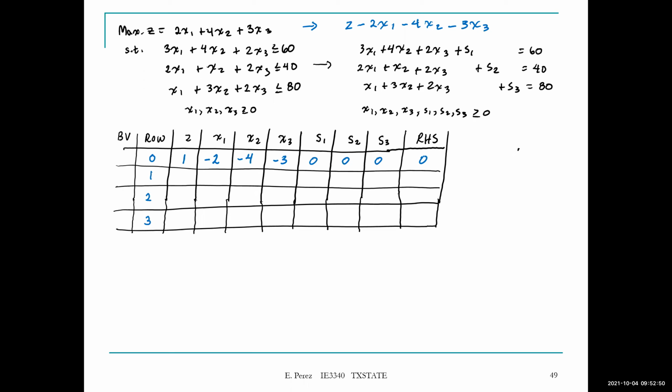Okay, so we set up our objective function into the Tableau format. We move all the coefficients to the left. Z has a coefficient of 1, x1 has a coefficient of minus 2, x2 minus 4, and x3 minus 3. So those are the coefficients that I'm introducing into the table for row 0.